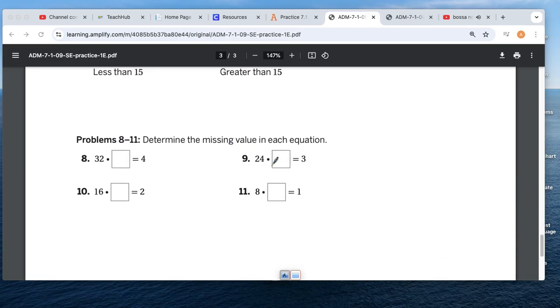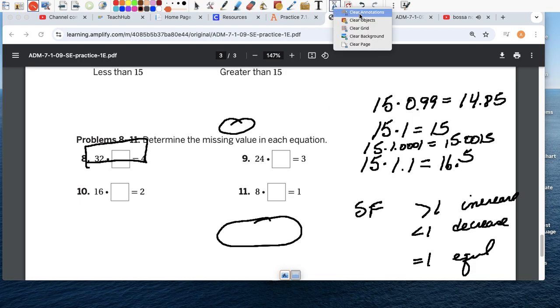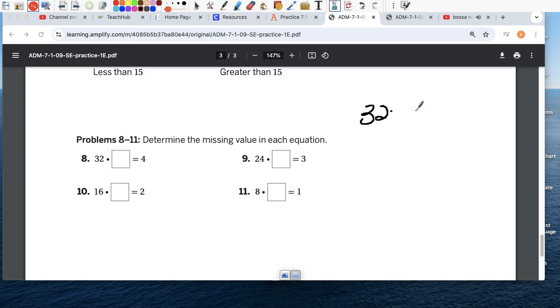Determine the missing value in each equation. 32 times something equals 4. Okay, so how can you do this? Well, you can use fact families, the ones you learned in 3rd grade. You can set up an equation if you like, right? So let's take a look at this. 32 times something equals 4. Well, 4 times something equals 32.